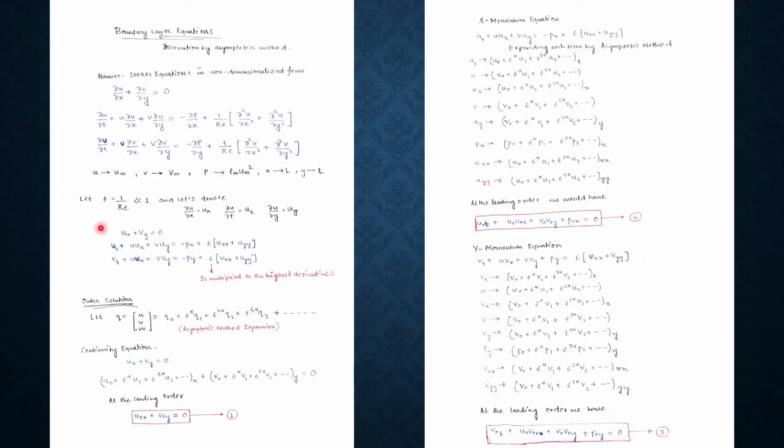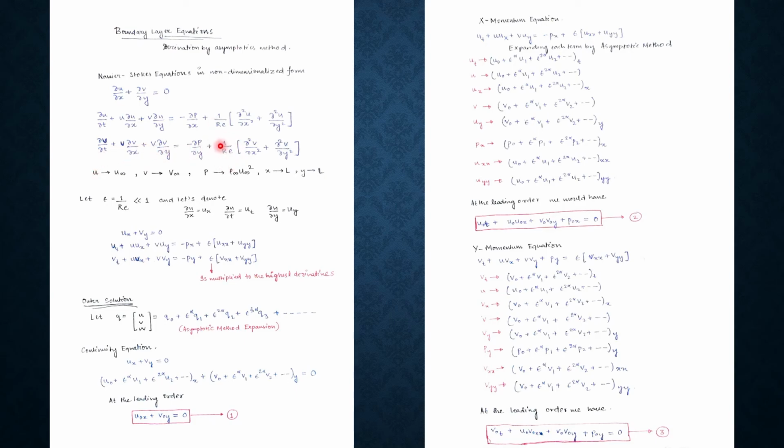Now let's proceed on to the derivation. To begin with it, we first need to see the Navier-Stokes equation. This is the Navier-Stokes equation in its non-dimensionalized form. This is the continuity equation, this is the x momentum equation, this is the y momentum equation. The variables u, v, p and the length scales have been non-dimensionalized in this manner, as I have mentioned.